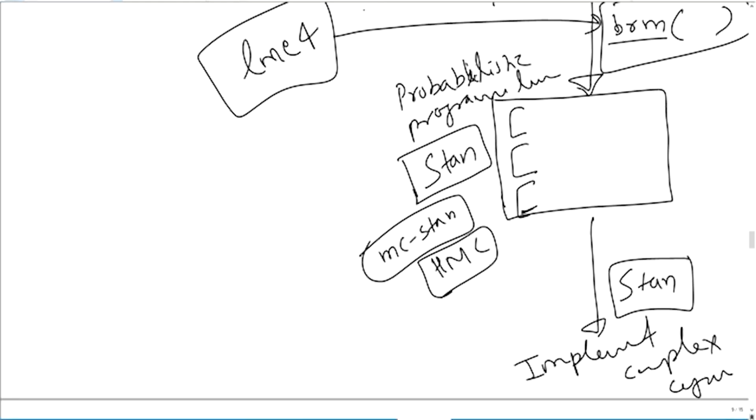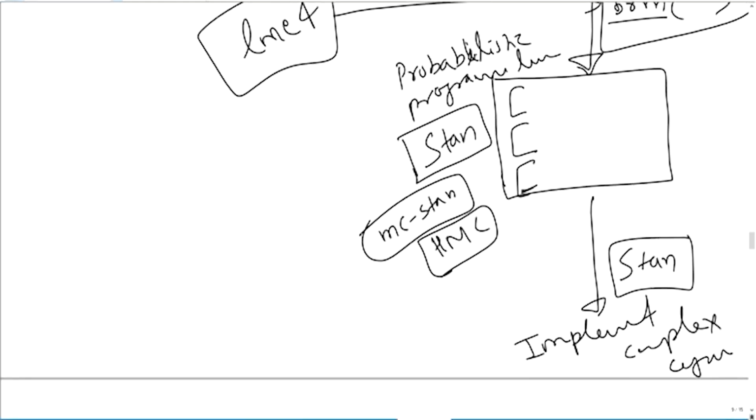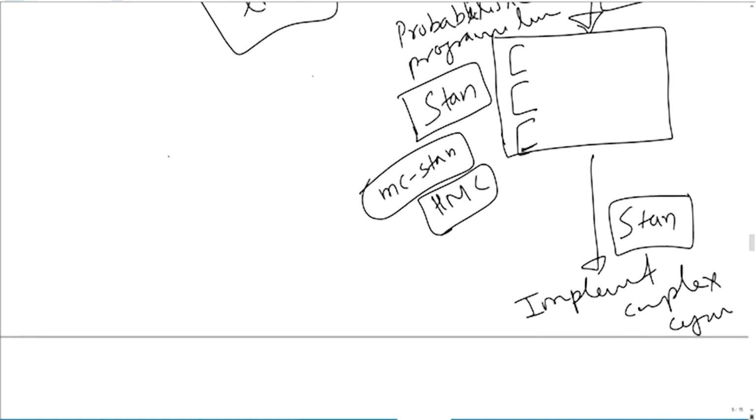Let me briefly show how a STAN program looks, corresponding to whatever BRMS code you write. So the idea is this: let's say you have this model, and you want to implement it with a likelihood assumption.